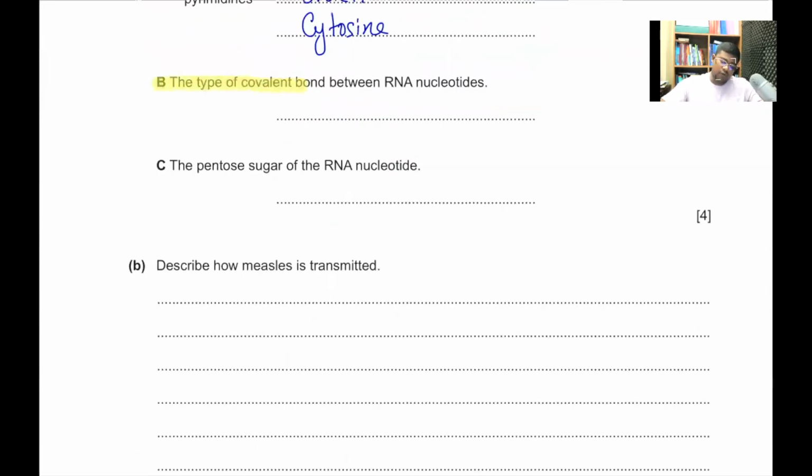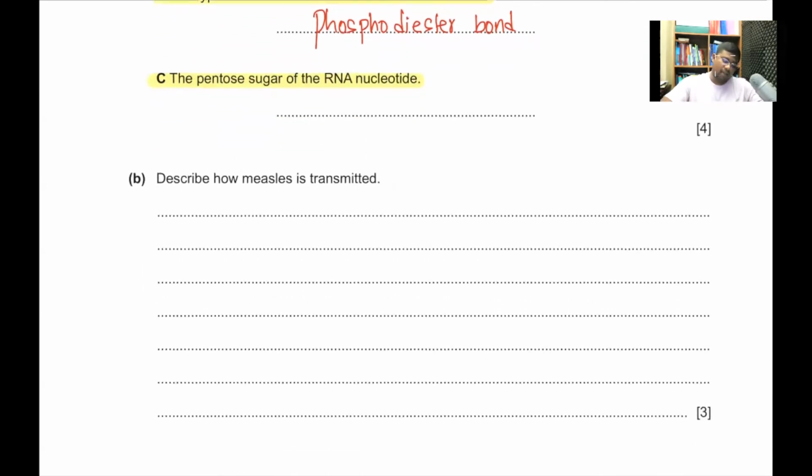B, the type of covalent bond between RNA nucleotides. You see, RNA nucleotides have phosphodiester bonds between them. Part C, the pentose sugar of the RNA nucleotide. The pentose sugar of the RNA nucleotide is ribose, from ribonucleic acid. So it's ribose.